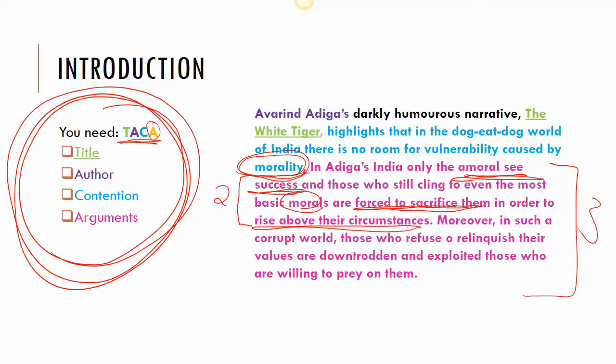So I've got only the amoral see success. That's 1. And then I've got those who cling to even the most basic morals are forced to sacrifice them, and that is argument 2. Then I've got in a separate sentence paragraph 3. My argument for paragraph 3. Okay, and that just makes it sound, I guess, less like a shopping list and more like flowing sentences. All right, let's move on.